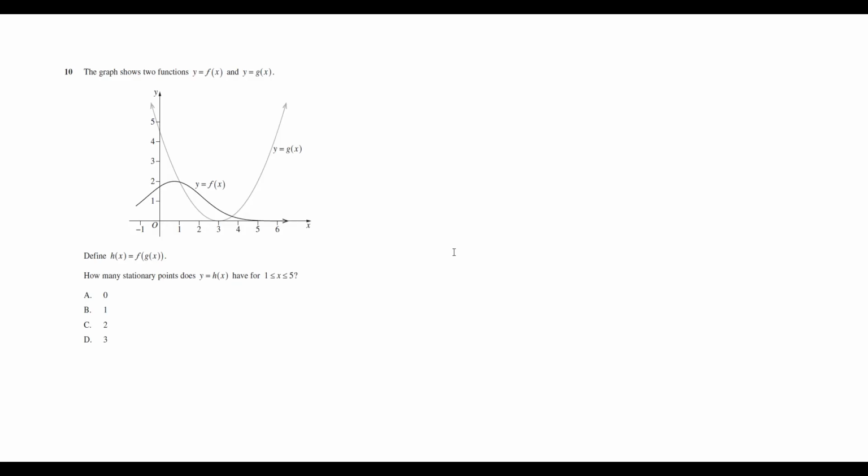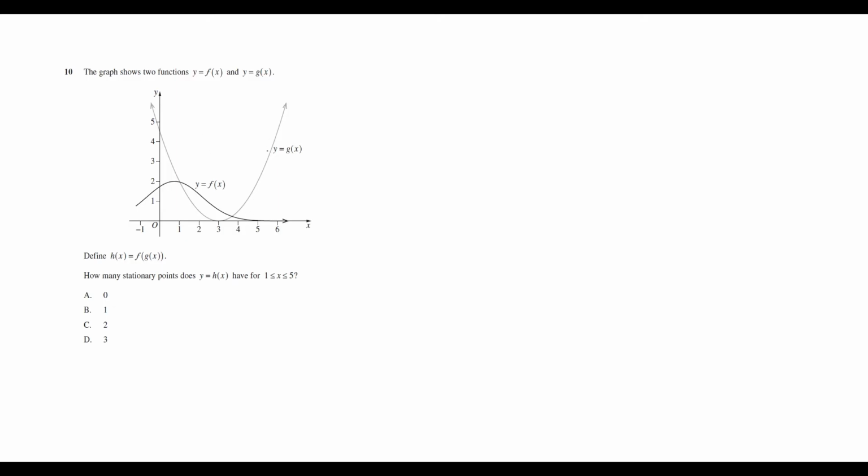Okay, so this is a very tricky question here. I don't believe very many people got this question correct. And so let's have a quick look at this and the method that I would take. I'm not sure if there are other methods to approach this question. Perhaps there's some theorem that starts defining the stationary points within a function of a function. But for me, what I found useful was simply to look at the values that y equals g of x takes across the domain 1 through to 5.